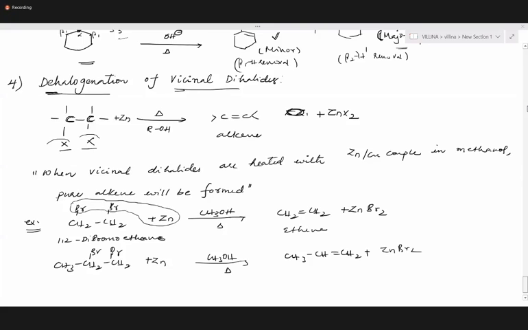Chemical properties are important. I told you right at the start of the chapter itself, the stereoselectivity and the mechanism part of the chemical properties are important in the alkenes chapter. So that part we will try to concentrate on. Okay, so that will be for today. We will meet again in tomorrow's morning session.